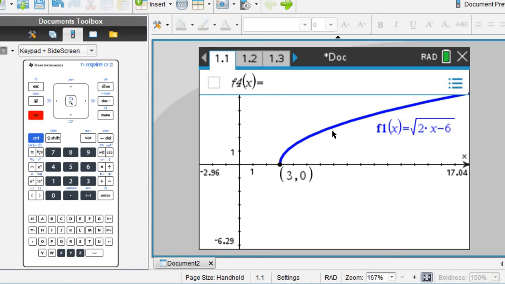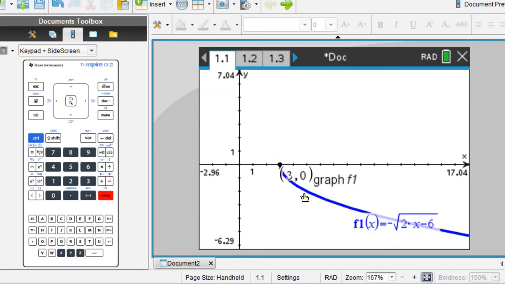Now what I was talking about before, if this is a negative function, have a look at what happens. The domain restriction doesn't change. But this now being a negative square root function, it's been reflected across the x-axis, and so we see that the range has to be less than or equal to 0.